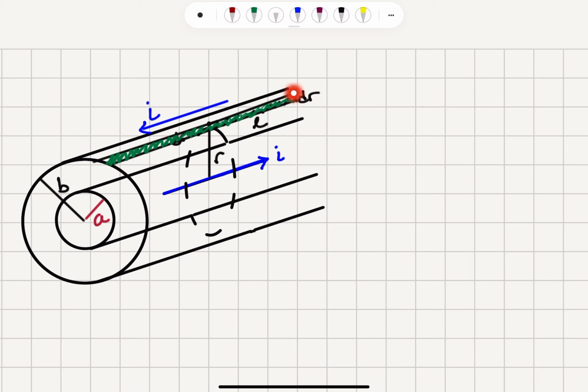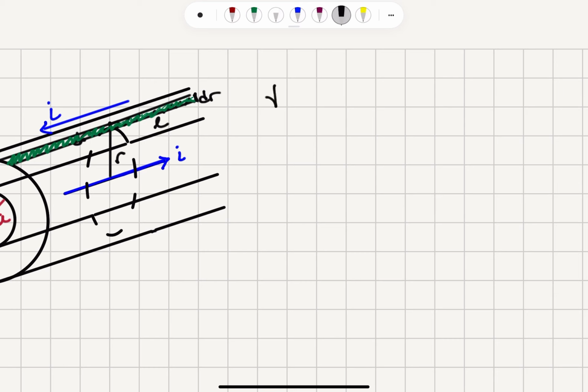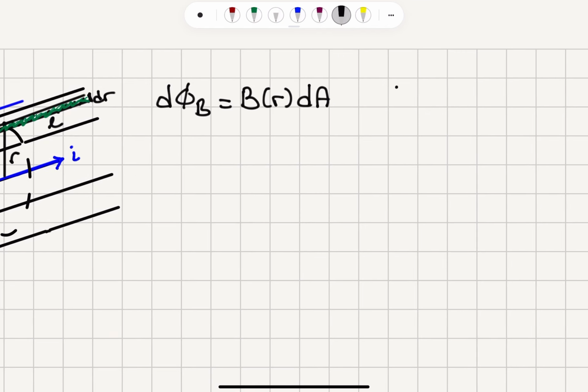Because the magnetic field is constant in this radial distance range dr, we can say the magnetic field is B evaluated at r multiplied by the area, because the magnetic field is going to be tangential to this circle. It's going to be perpendicular to the strip. We can write d phi B is equal to magnetic field at r multiplied by the area of the strip dA. Now what is the area of the strip? It has length L, width dr, so it is L dr.